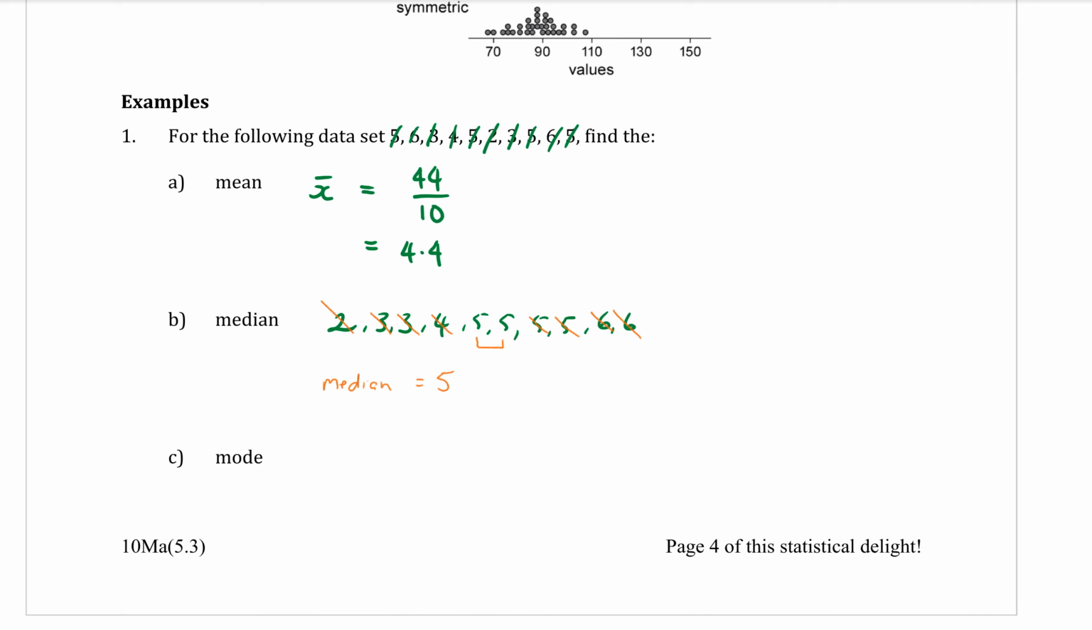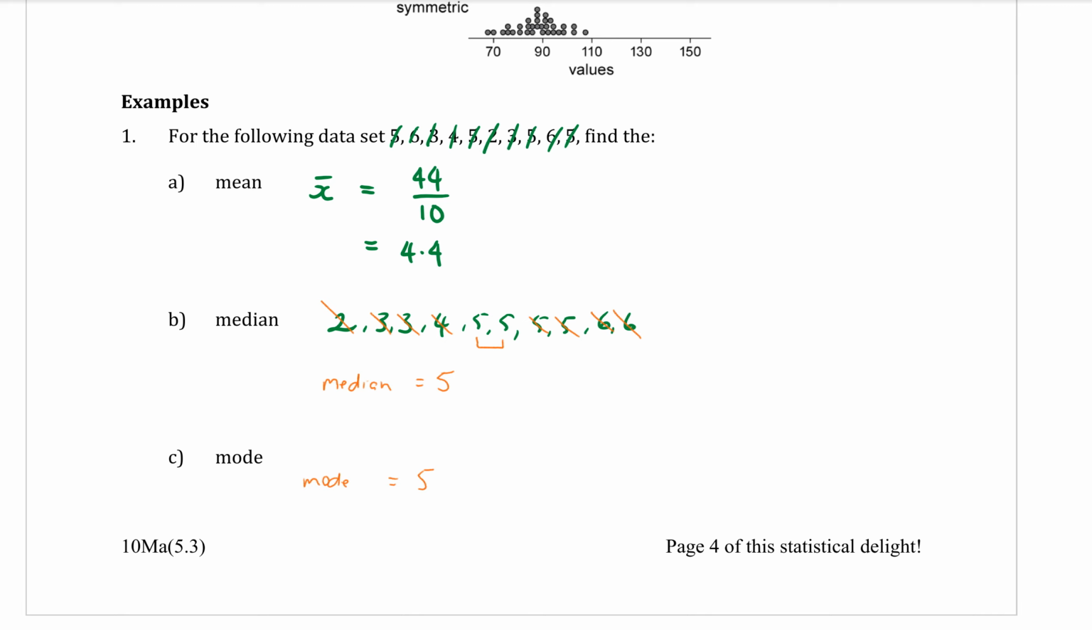Mode stands for most. So it's easy to see the most when you've got them in order as well. So 5 happens 4 times. It definitely happens the most. So here is my mode. It's equal to 5 as well.